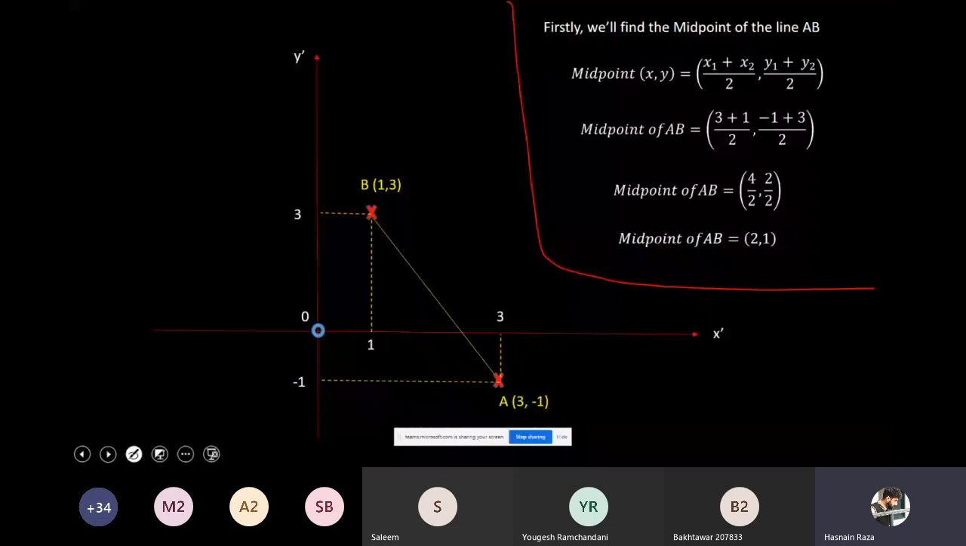Midpoint of line AB, formula apply here. X coordinates are 3 and 1. Y coordinates are -1 and 3. We solved it. We came to know that the coordinates of the midpoint of line AB are 2, 1.